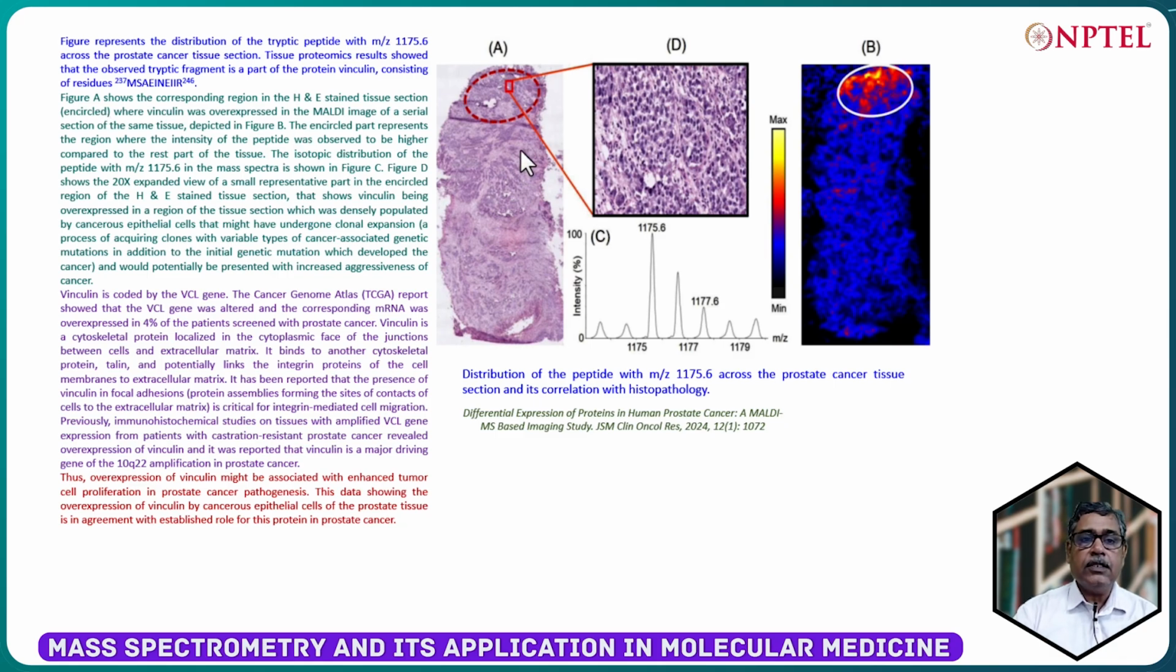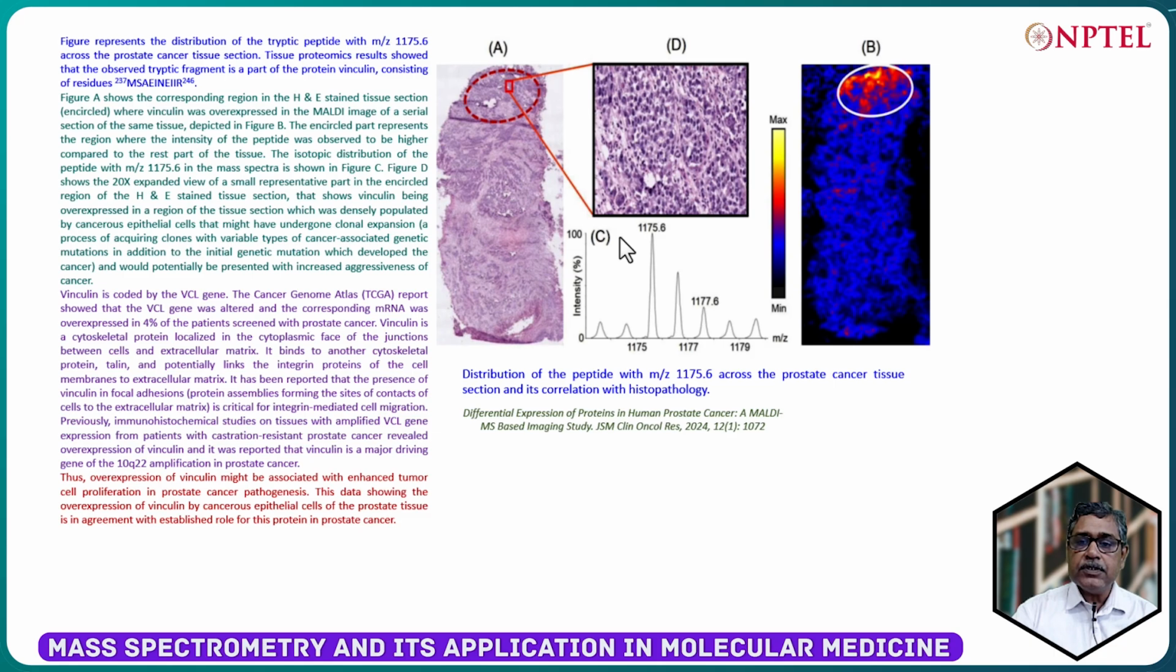Now, figure A, as usual, is the H&E stained tissue, where the encircled portions are where vinculin was overexpressed. And the MALDI image of the serial section indicates the same, because here it is most intense in the heat map, yellow being the most intense and next to that red, and in this portion the intensity of 1175 is the highest. So, the encircled portion represents the region where the intensity of the peptide was observed to be higher compared to the rest of the tissue.